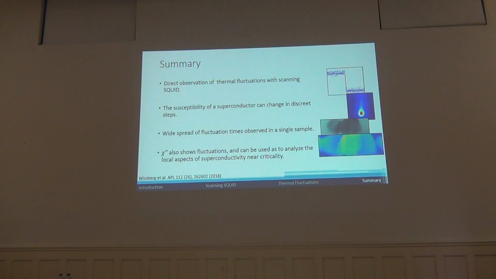So to conclude, I have shown you how we use a scanning SQUID to directly image thermal fluctuations. And the related findings from this are that the susceptibility changes in discrete steps, that we found a sample with a large time variation in a single sample, and that these fluctuations also appear in the out-of-phase component.